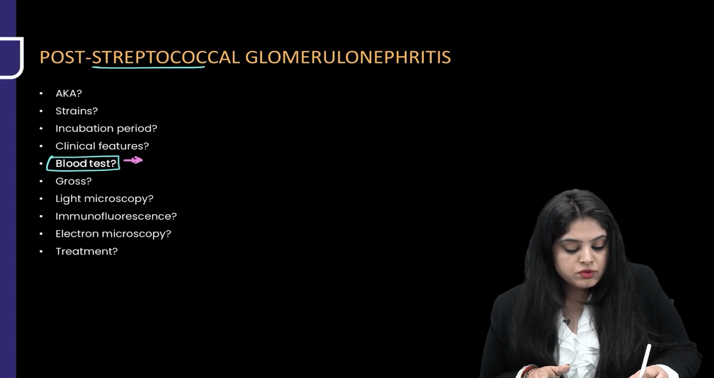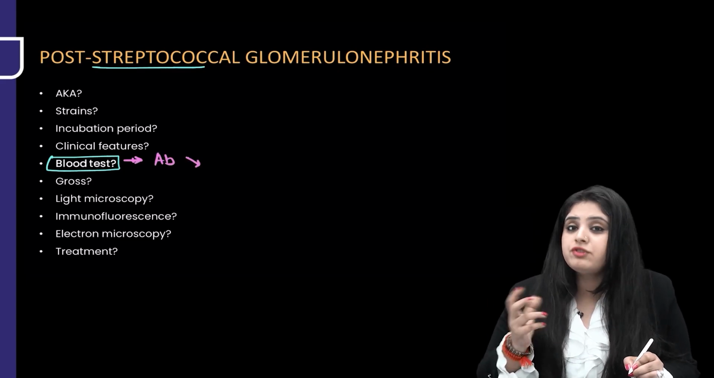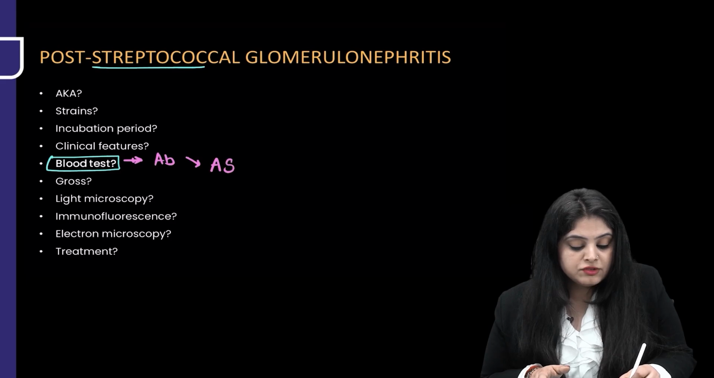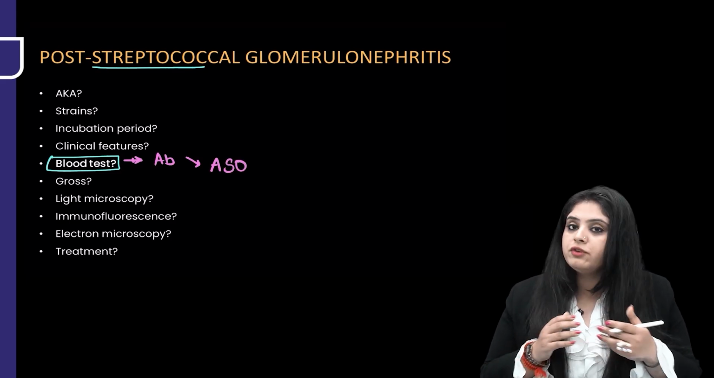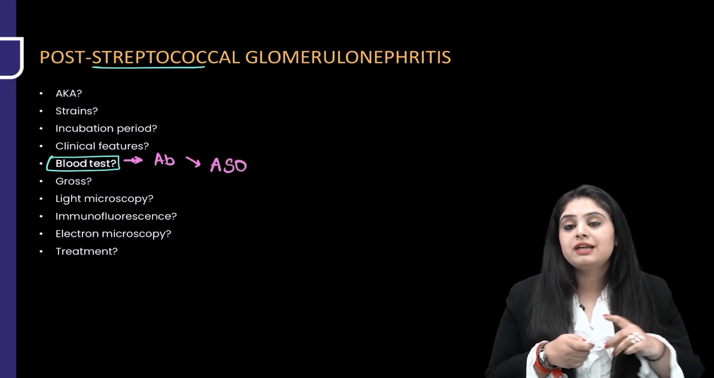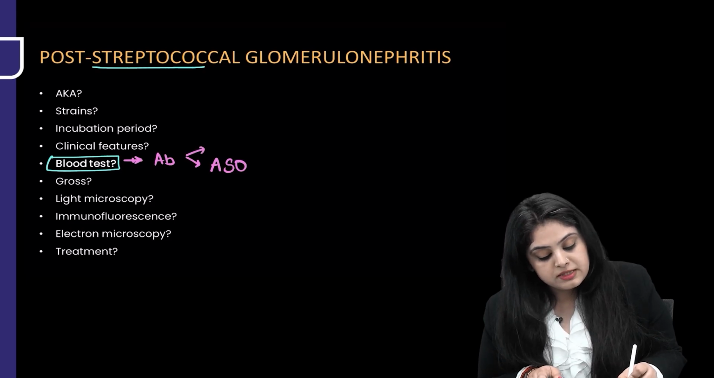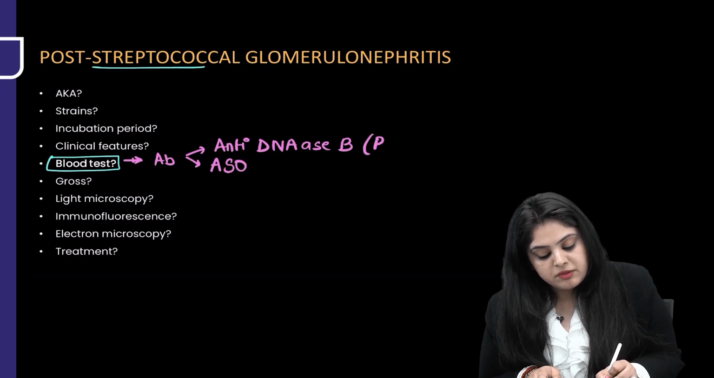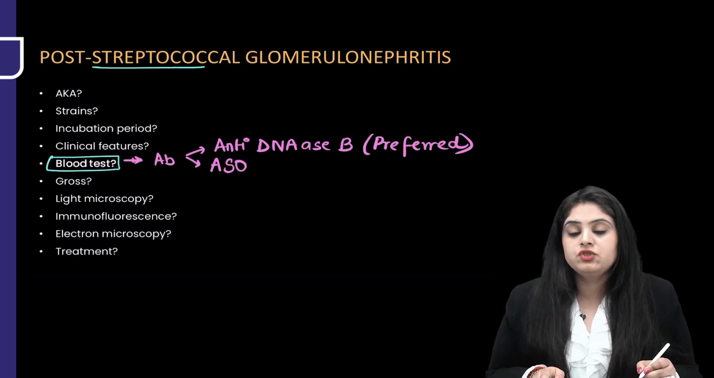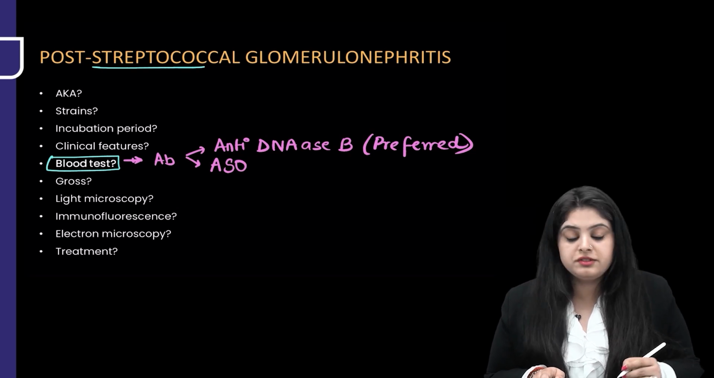So firstly, I would do some antibody testing. I know the antibody which is coming to your mind for streptococcus is anti-streptolysin O. Yes, you do that for any streptococcus patient. However, what is preferred over here is anti-DNase B. Please remember, anti-DNase B is the preferred antibody detection over here. That's the first set of blood tests that you'll do.